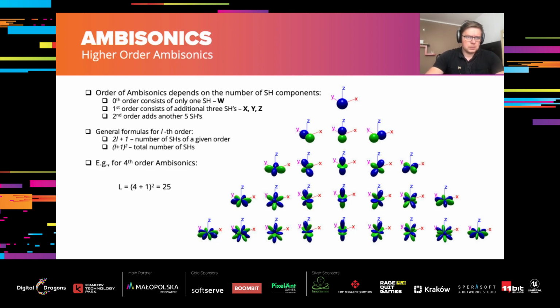In general, we could describe this dependency using very simple formulas. So we can determine how many spherical harmonics in total our ambisonics sound field will contain. For instance, fourth order ambisonics consists of 25 spherical harmonics in total.